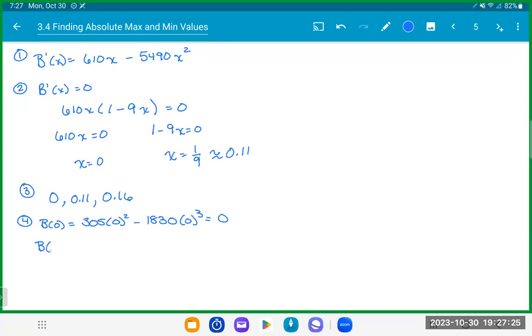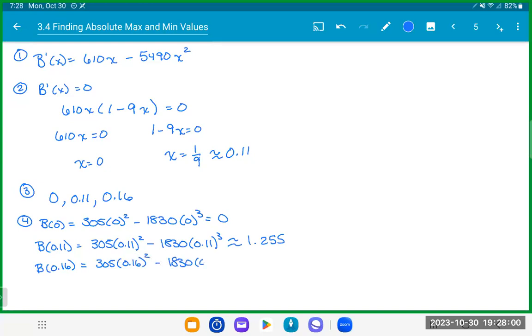When we plug in 0.11, that gives me 305 times 0.11 squared minus 1830 times 0.11 cubed. That's going to give me a value of approximately 1.255. Okay. And then when we evaluate at our rightmost endpoint, we get 305 times 0.16 squared minus 1830 times 0.16 cubed. And that's approximately 0.312.